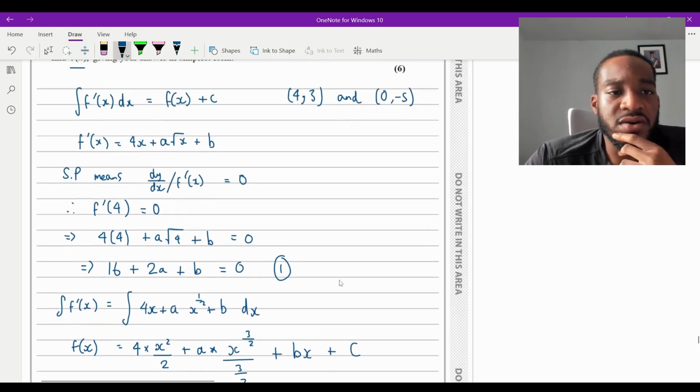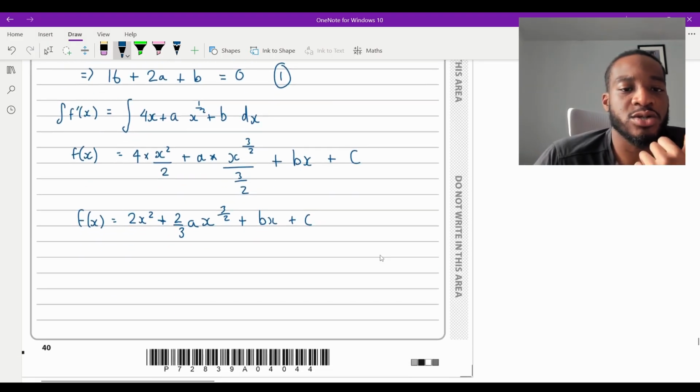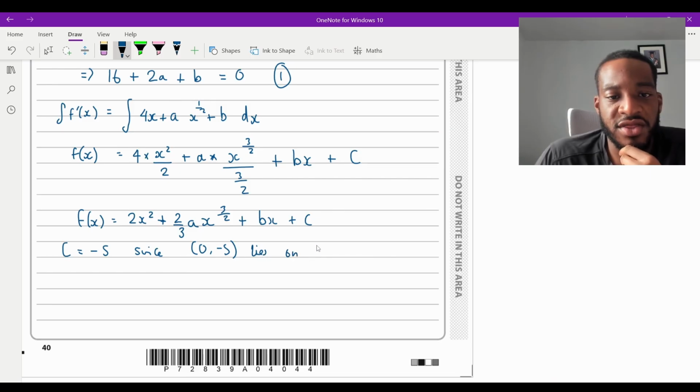Now let's have a look at that bullet point. They told us that the curve meets the y-axis at -5. So the y-intercept is -5. So that actually tells us what c is, isn't it? I'm just going to say c equals -5, since (0, -5) lies on the curve, based on that third bullet point.